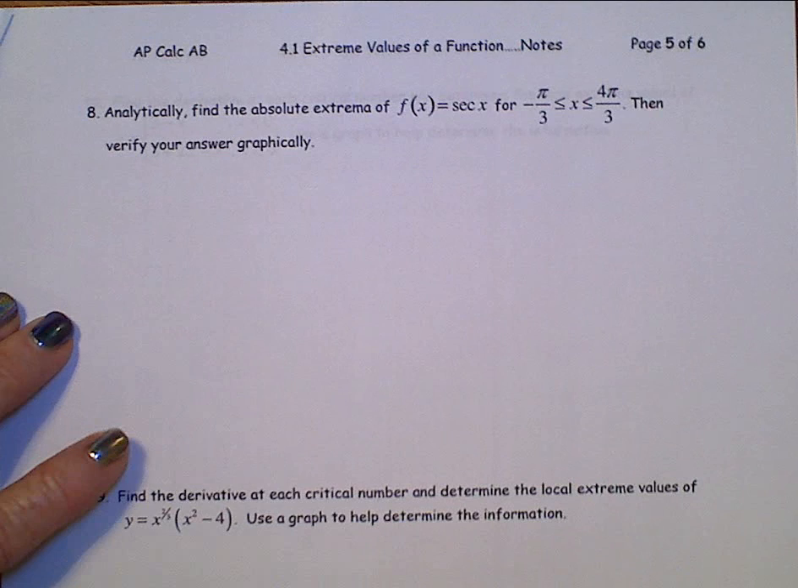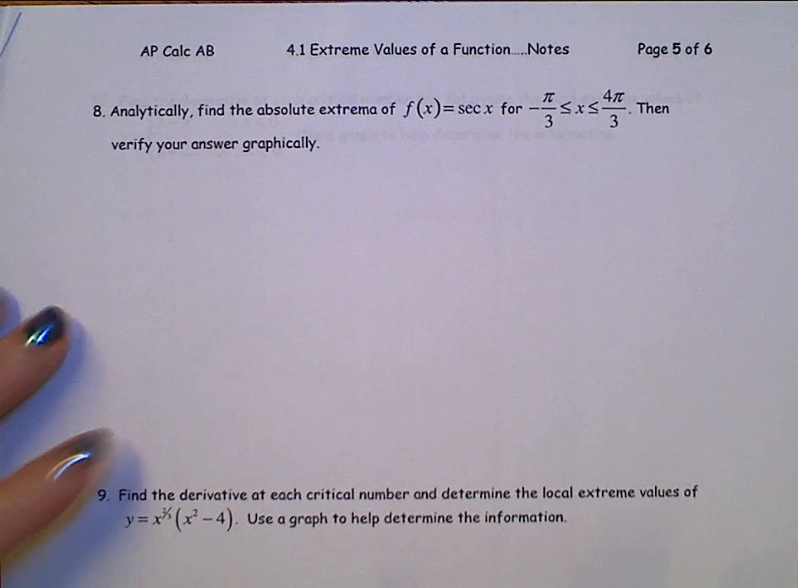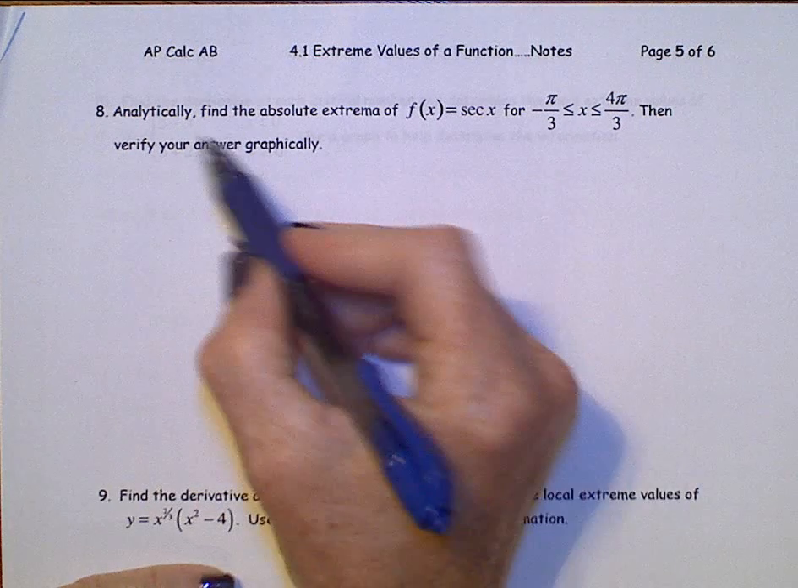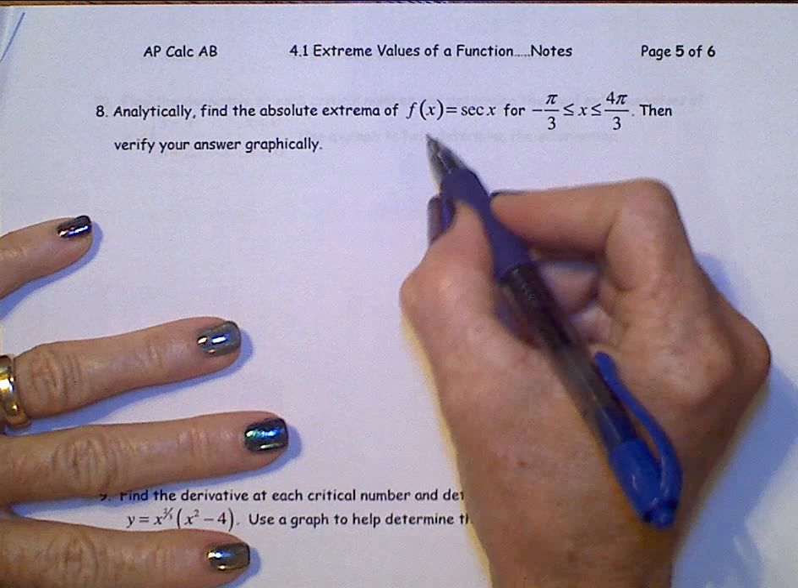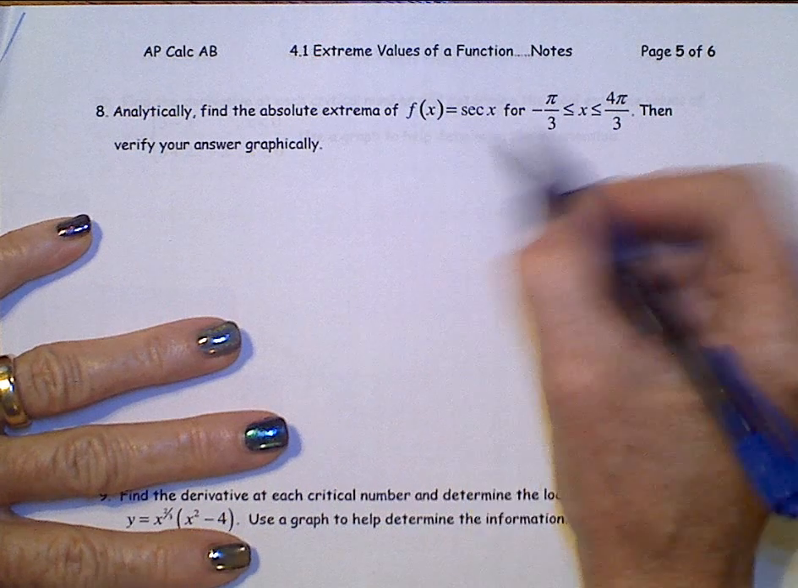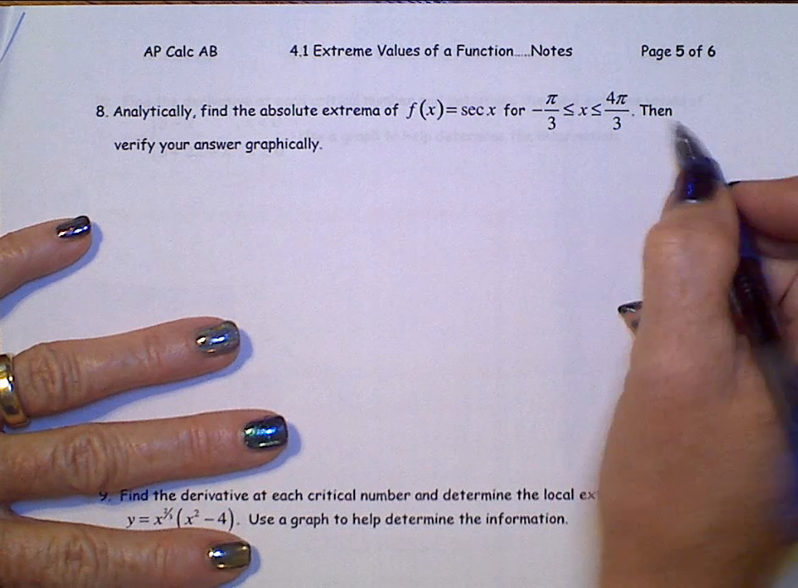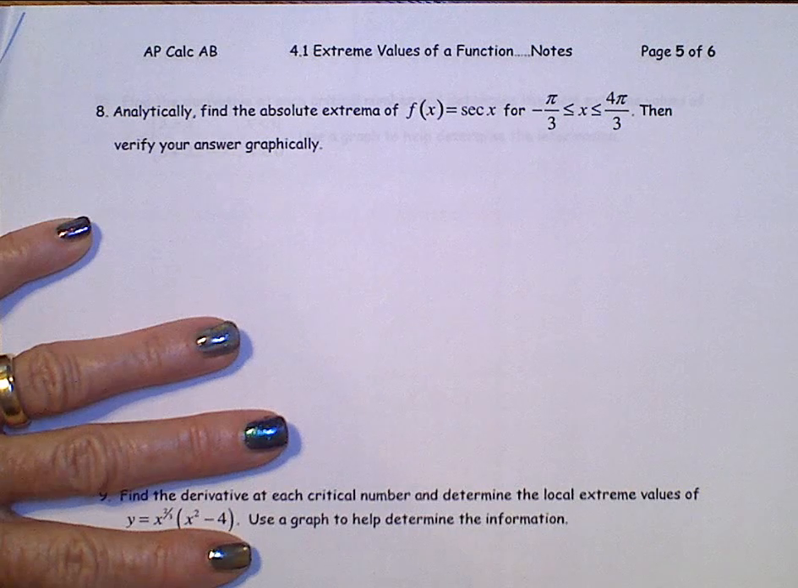AP Calculus, section 4.1, page 5. All right, we are starting here. Let's analytically find the absolute extrema of f of x equals secant x for x between negative pi over 3 and 4 pi over 3. Then we'll verify your answer graphically.